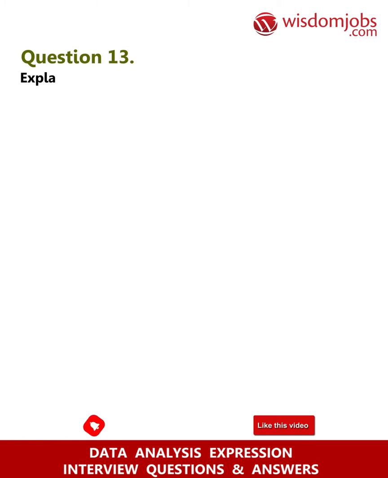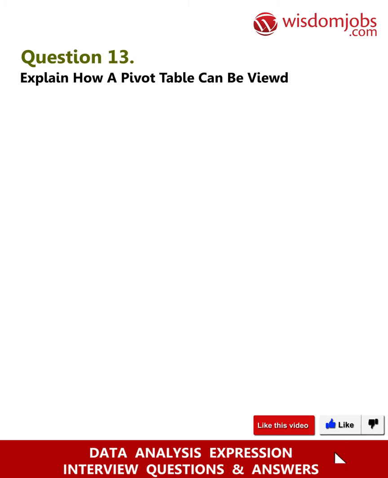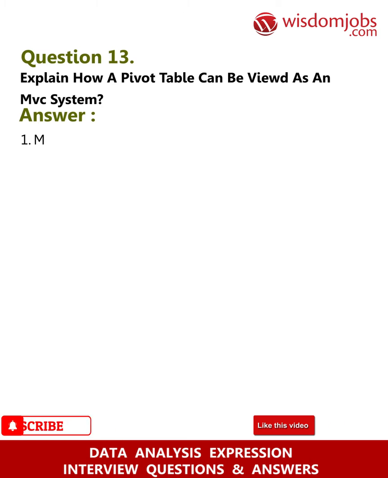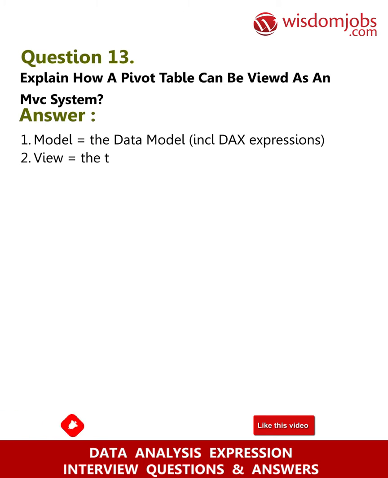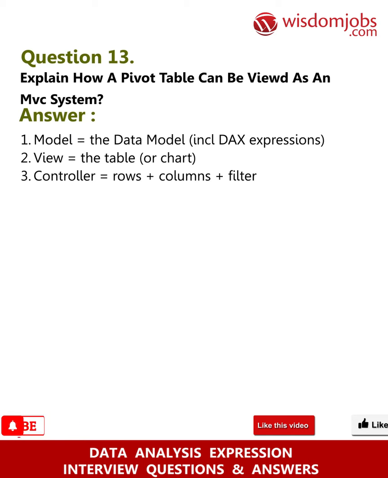Question 13. Explain how a pivot table can be viewed as an MVC system. Answer. 1. Model equals the data model including DAX expressions. 2. View equals the table or chart. 3. Controller equals rows plus columns plus filters plus slicers.